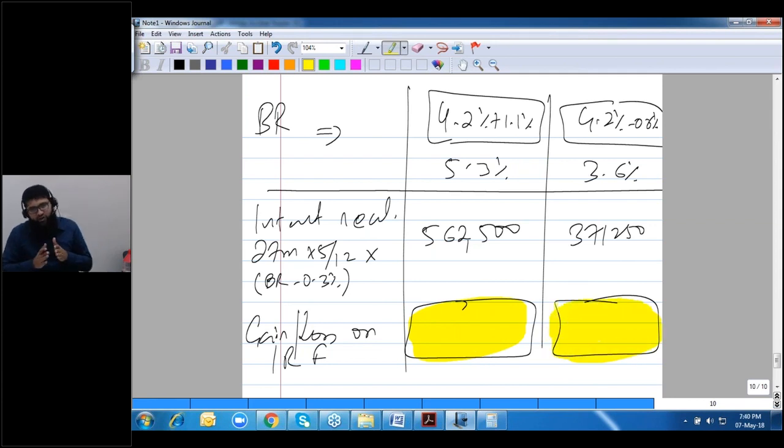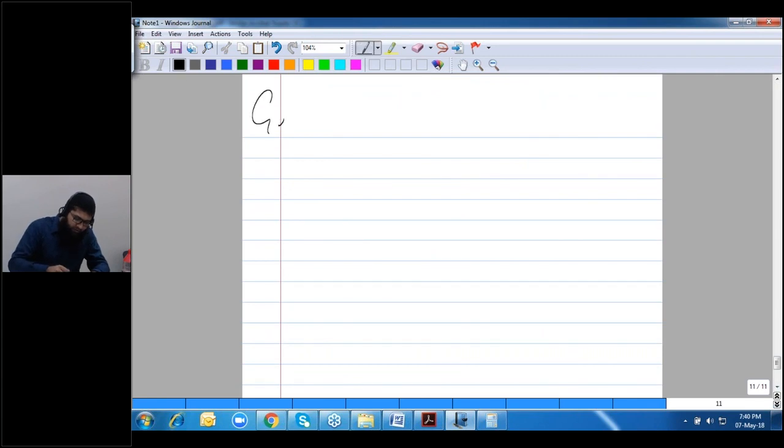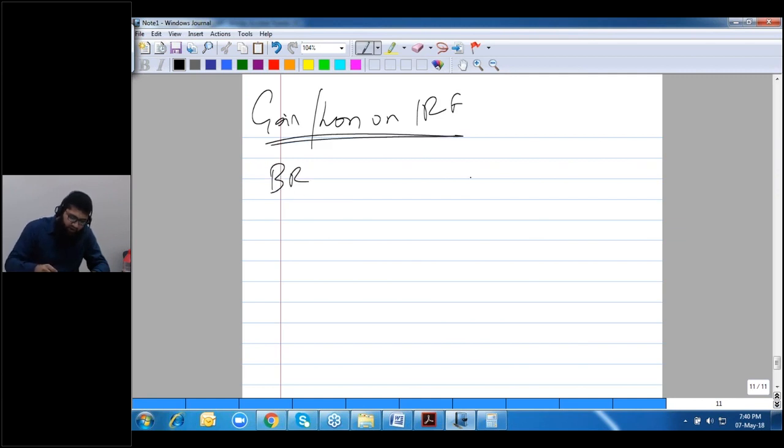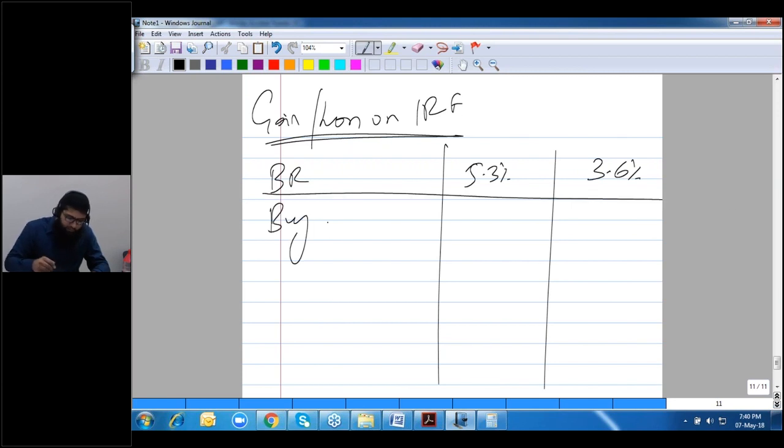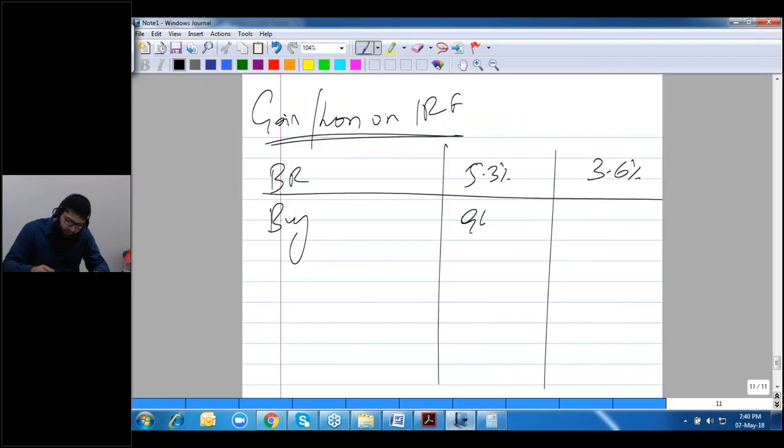You need to understand you had a strategy of buy now. So you bought the interest rate future already, and now you need to sell it. Remember one thing: when we calculate the gain or loss on interest rate future, the base rate is either going to be 5.3% or 3.6%. We have already bought the interest rate future. What is the rate at which we bought it? 94.78. So you've bought the interest rate future at 94.78.